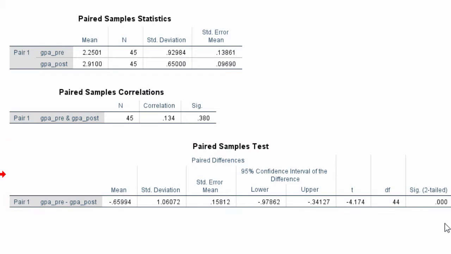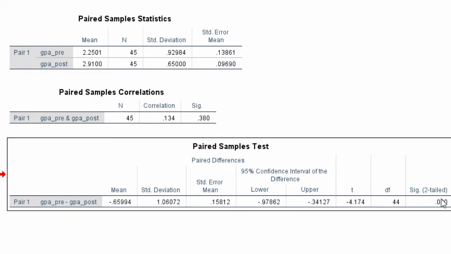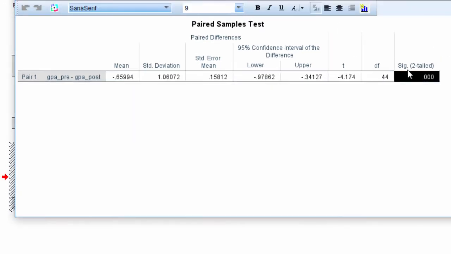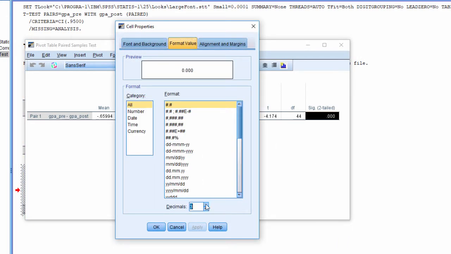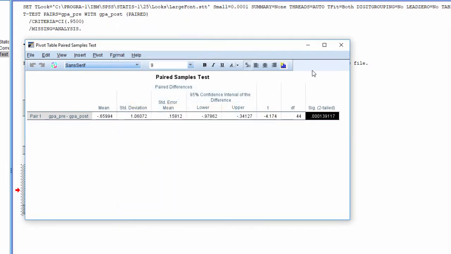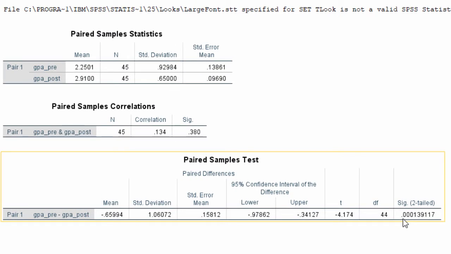If we go right to the end of the table, the difference between the means, so this difference here, negative 0.659, is statistically significant. P equal 0.00 something. It keeps going on. In fact, I can improve that for you to get a higher level of decimal place. So it's 0.000139. In practice, we would just report this as p less than 0.001. We only report to 3 decimal places typically.